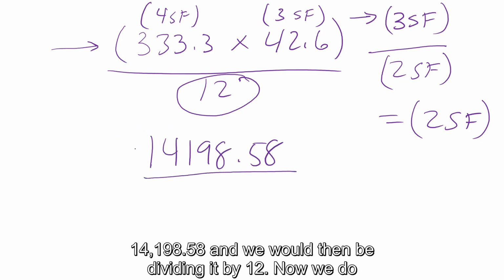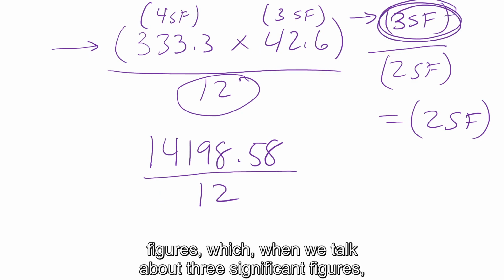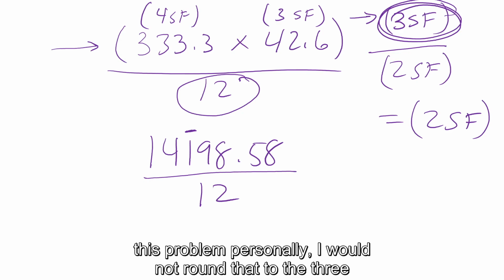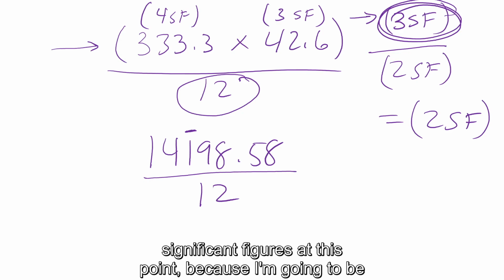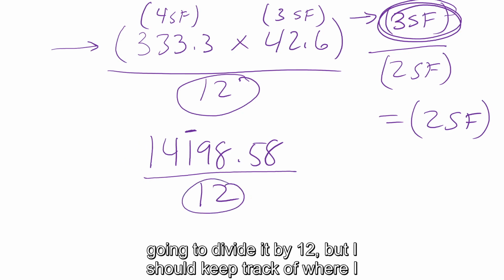And we would then be dividing it by 12. Now, we do know at this point that the top should have 3 significant figures, which is actually right about there. Now, at this point, if I was doing this problem personally, I would not round that to the 3 significant figures at this point, because I'm going to be using it to do the next part of the calculation, which is I'm going to divide it by 12.